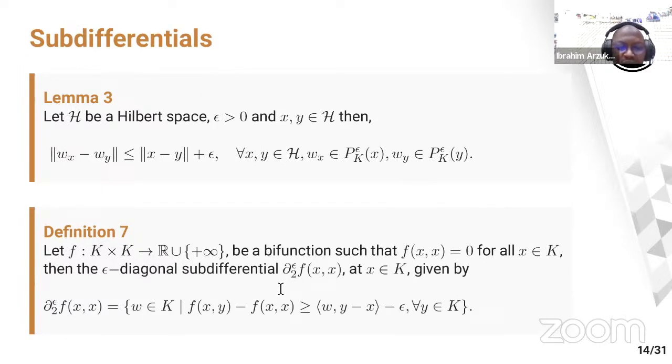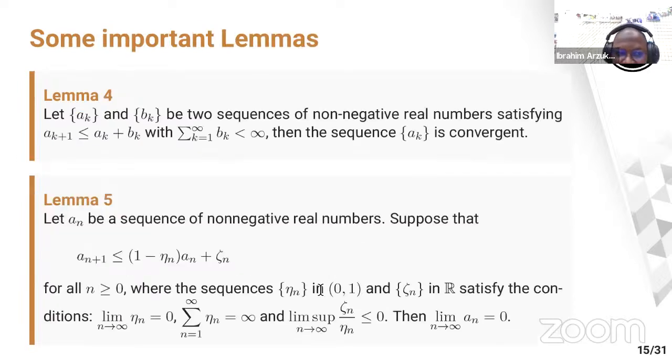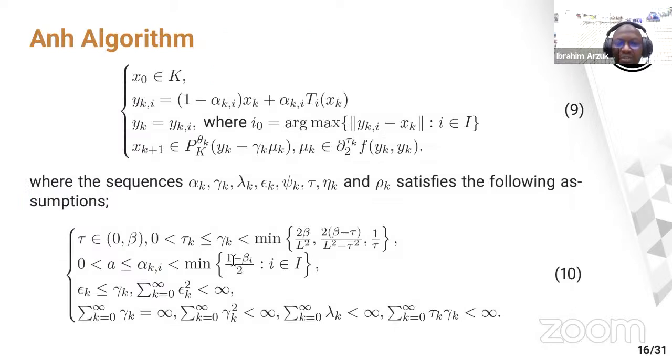These are some properties that we also use, and this is the diagonal subdifferential of the second term of the bifunction. These are the lemmas that we use in establishing the convergence of the proposed method. This is the Opial lemma in its extended form. So I will give it to my partner.